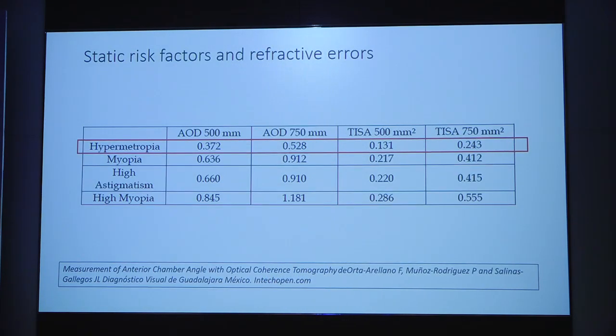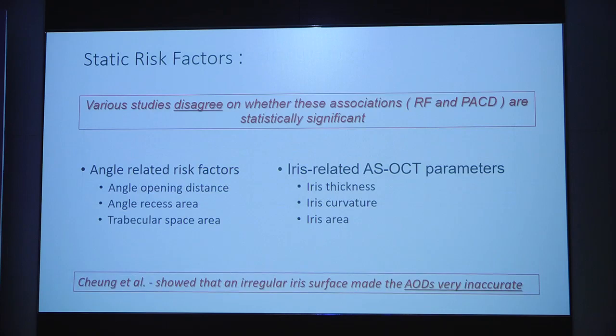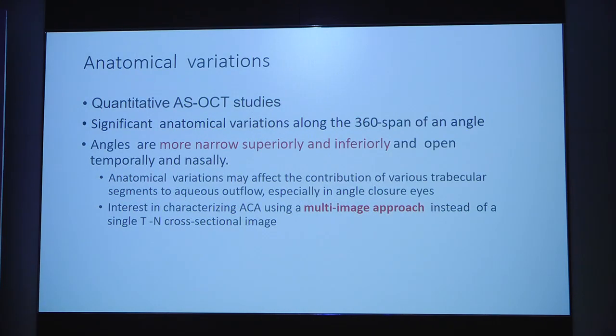So static risk factors, if we see these, there are multiple studies. So in hypermetropia, all these parameters are less as compared to other refractive errors, that is myopia, astigmatism, or very high myopia. So these can be predictors of angle closure and crowded anterior chamber. But still there are some researches and studies which show that they are not so important, and this is because of the anatomical variations along the 360-degree span of the angle. So angles are more narrow superiorly and inferiorly, and open temporally and nasally. So this anatomic variation is there. So we need a multi-image approach to scan the angle, and not just 2 or 3 straight line scans.